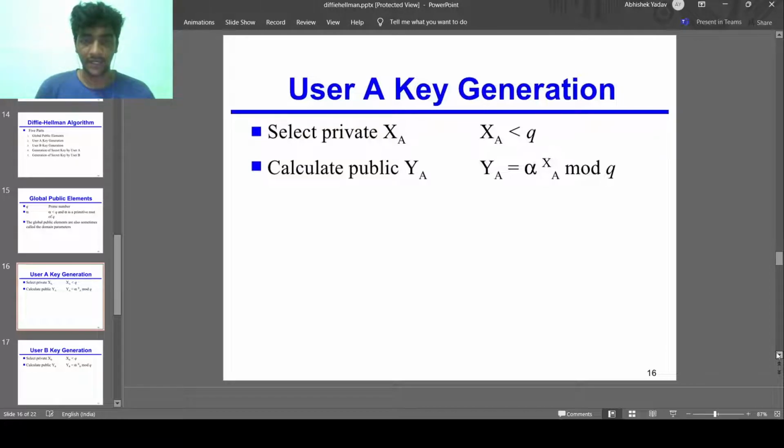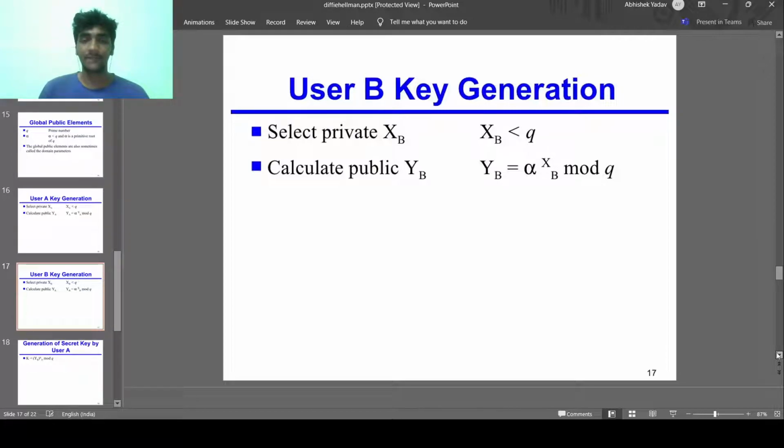So we calculate the public key YA using the private key that we generate. YA is generated as alpha raised to the power XA mod Q. So this is the public key generation for user A.